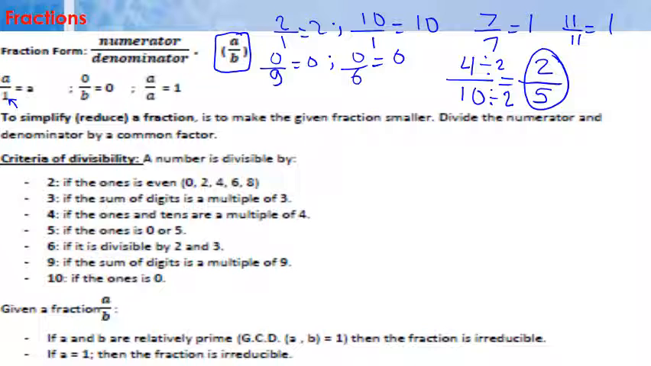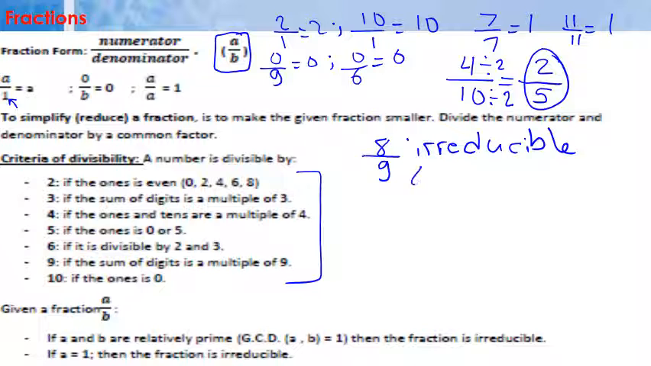Here we should apply criteria of divisibility. We all know them. How can we know if a number is divisible by 2 or 3 or 4 or 5, 6, 9 or 10? This helps us a lot. Now, if we have a fraction a over b, if a and b are relatively prime, then their GCD is 1, then the fraction is irreducible. Suppose, for example, if I have 8 over 9, we say directly it is irreducible. Why? Because 8 and 9 are relatively prime.